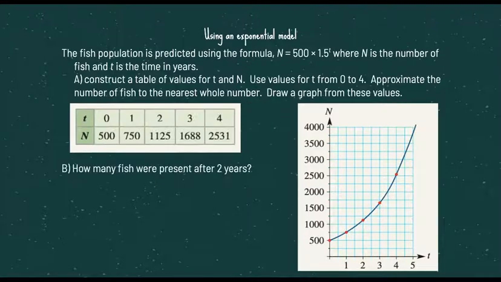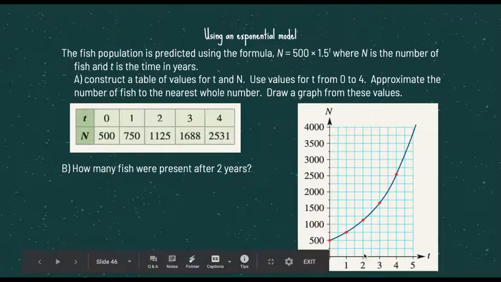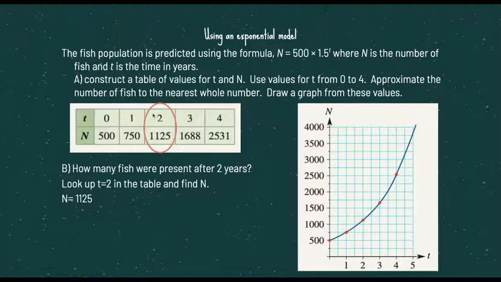So firstly, how many fish were present after 2 years? One way is to look at the graph, and we can read from 2 years on this axis, go up to the graph and then go across to the n axis. However, to be really accurate, we could look up t equals 2 on the table and find n. As you can see here, the number of fish at 2 years is 1,125.